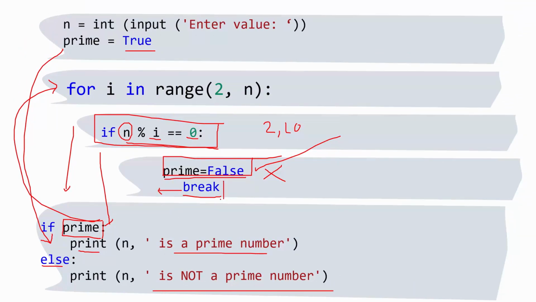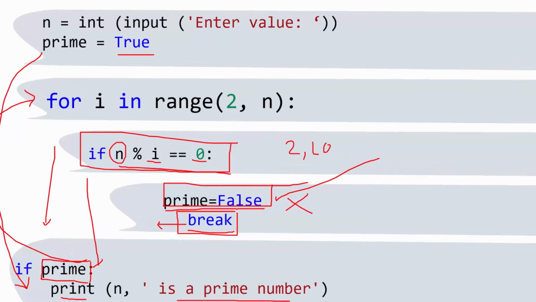Why use break here? No need to continue if the number is divisible by any value, because that's it. The number is not a prime, no need to continue. Sometimes you have very large values, so there's no need to continue.